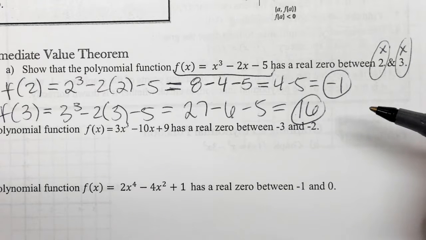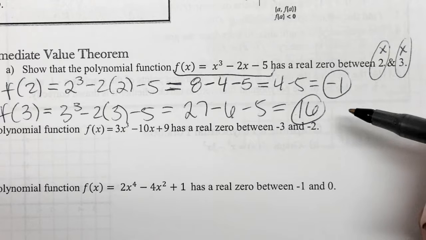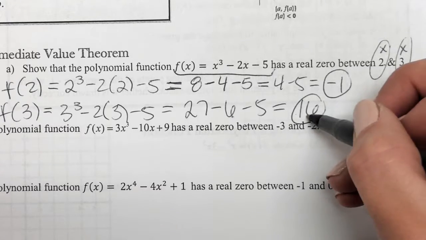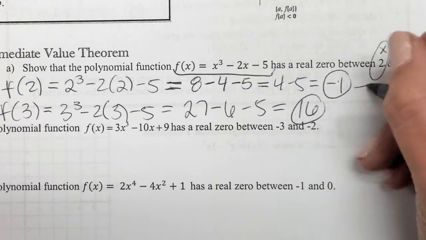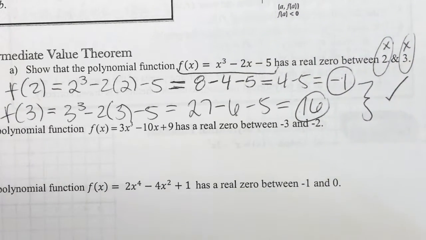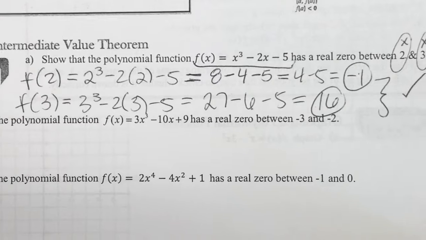Now what's significant about these y values? How do we know that it passed the intermediate value theorem? Yes, there's a sign change. It goes from negative to positive, so it had to go through which value? 0. Had to. So the intermediate value theorem works for this polynomial.